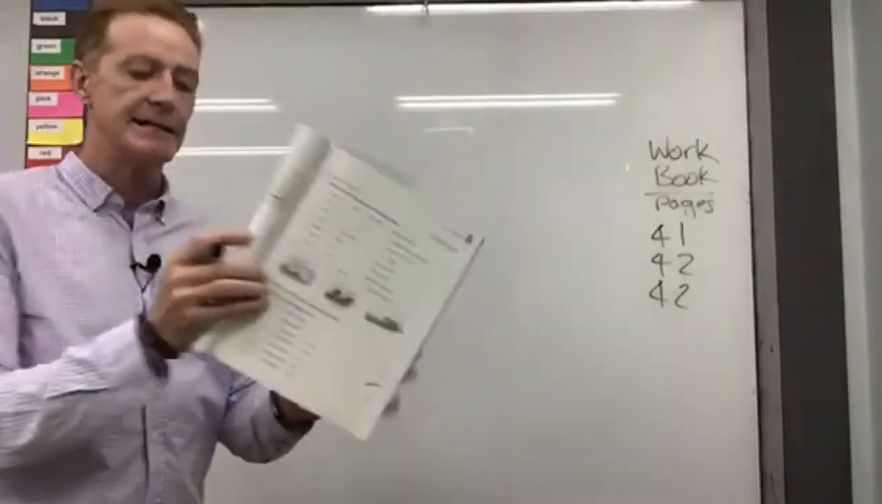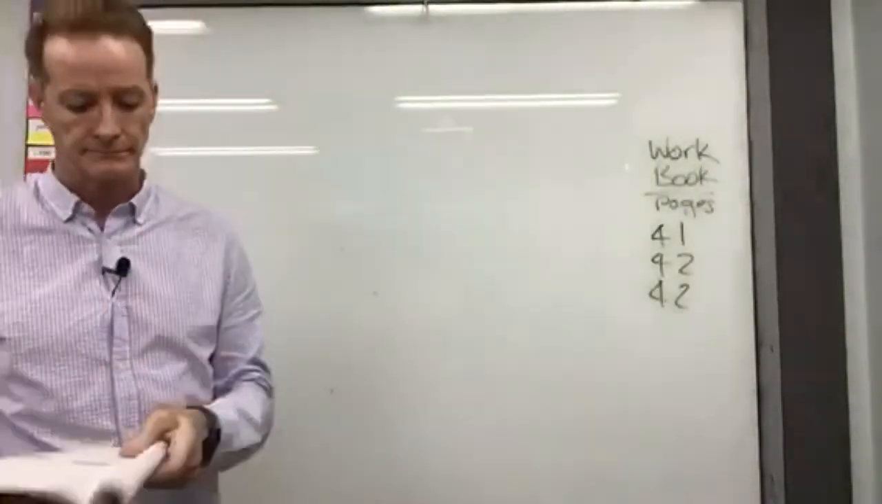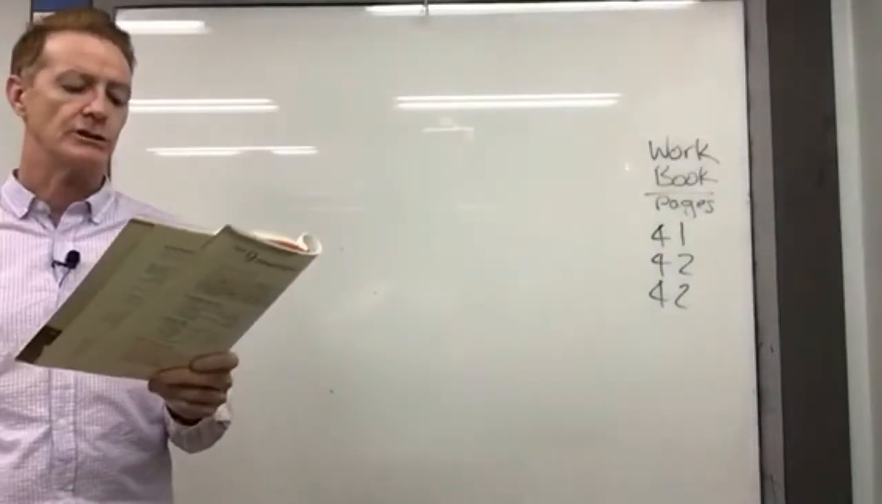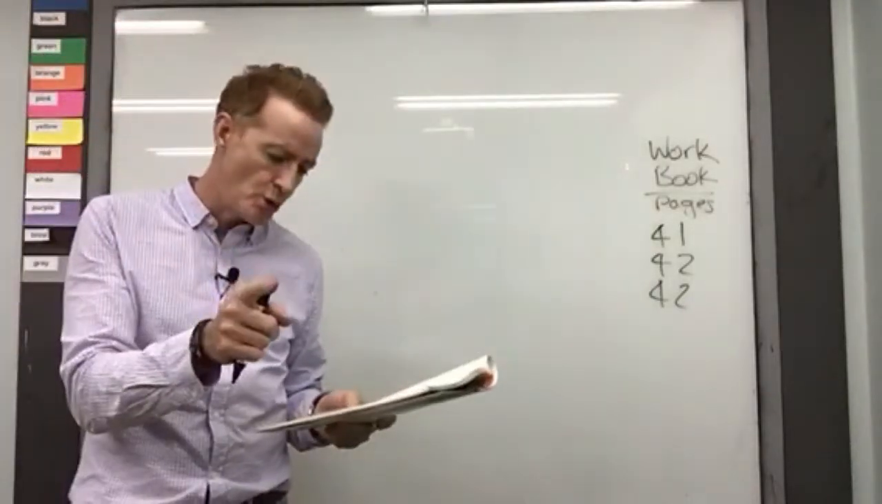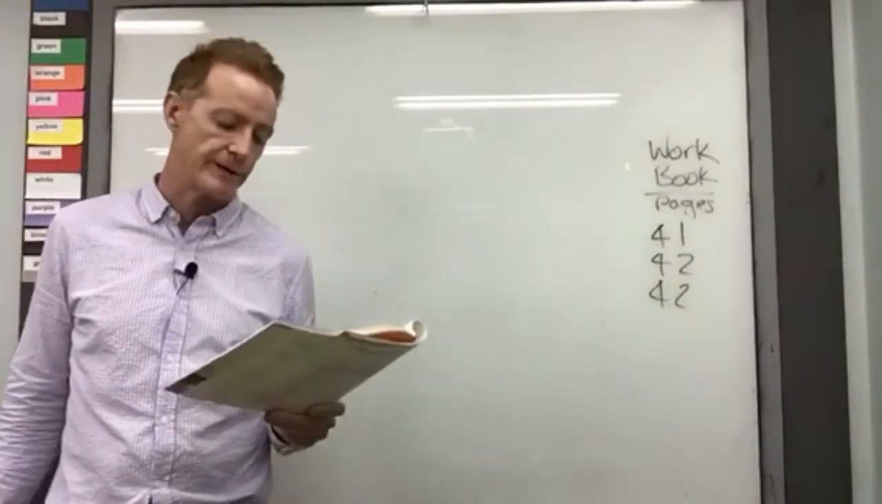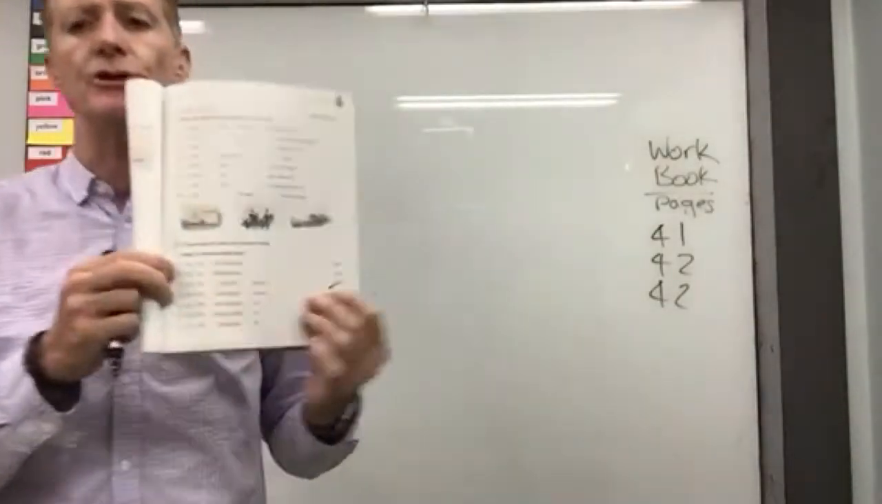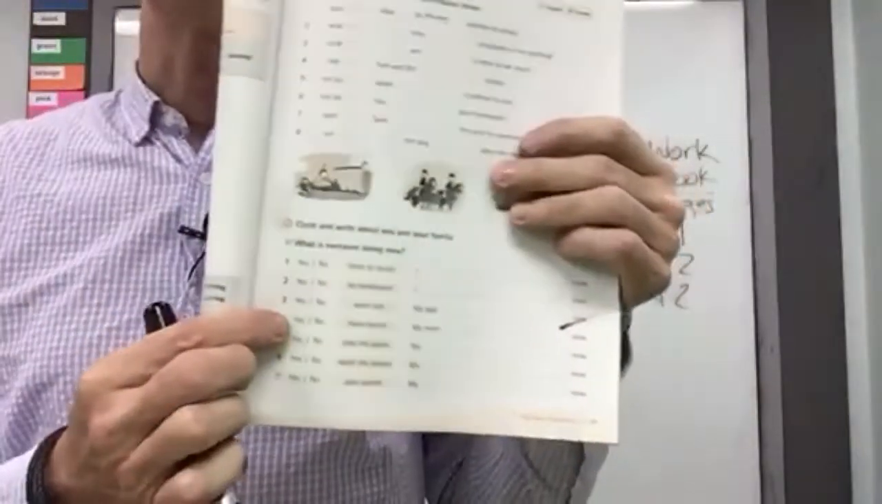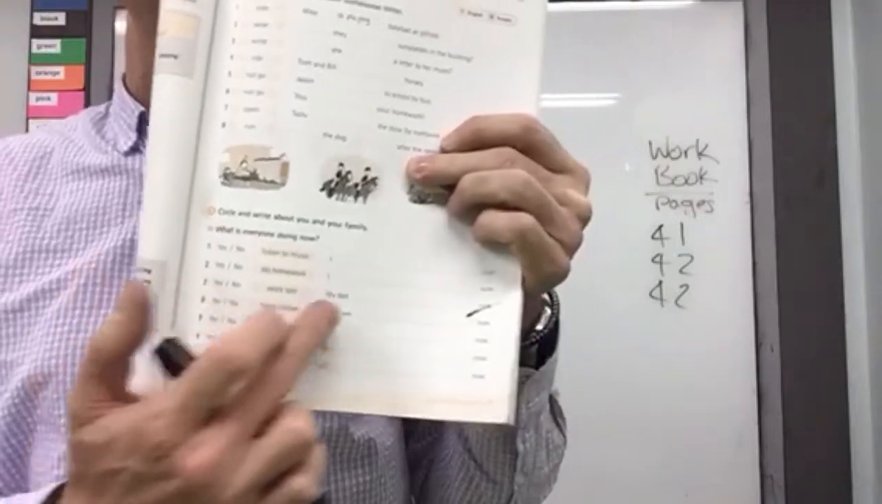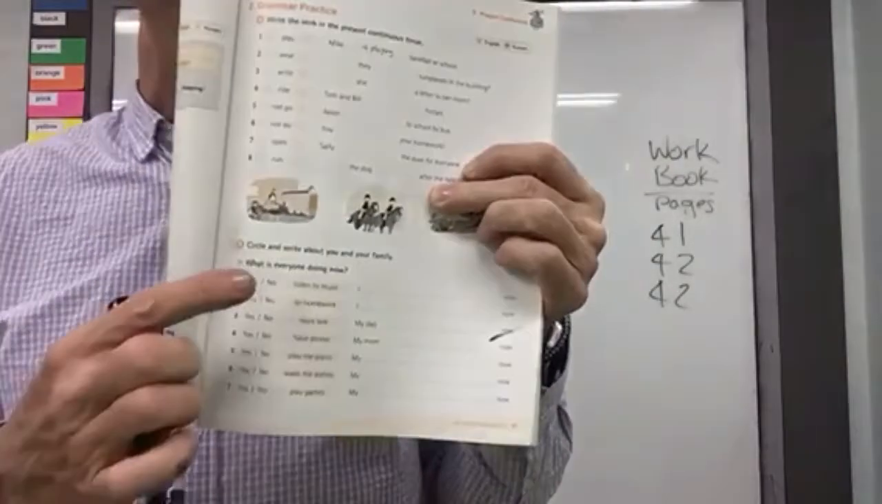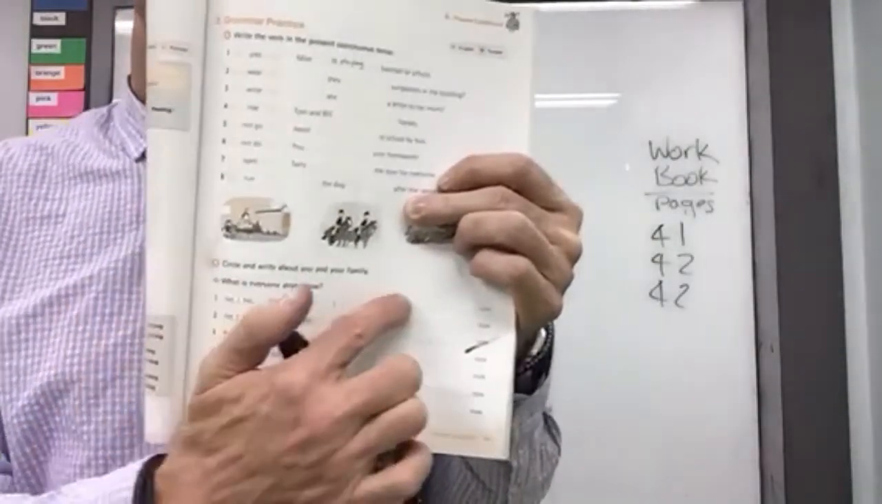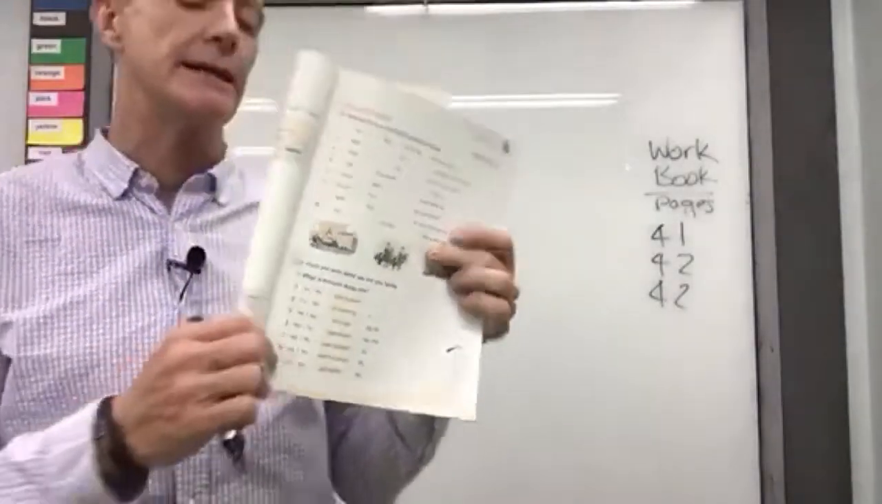So we are doing exercise B. Circle and write about you and your family. So you either have yes or no here. So you can circle yes or no. And then if it's yes, then you have to say that they are doing it. If it is no, then you have to say they are not doing it.